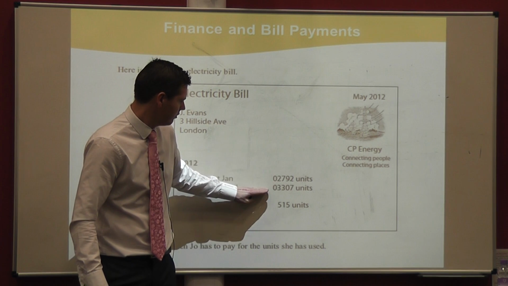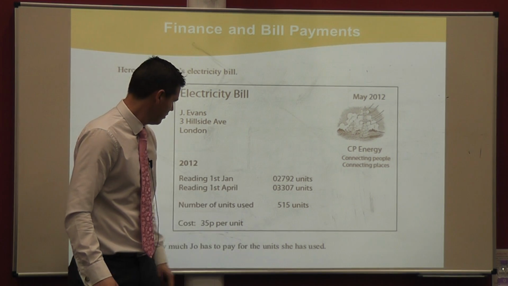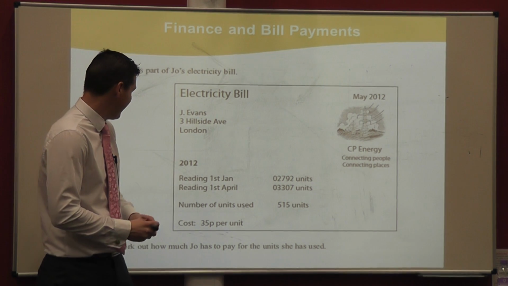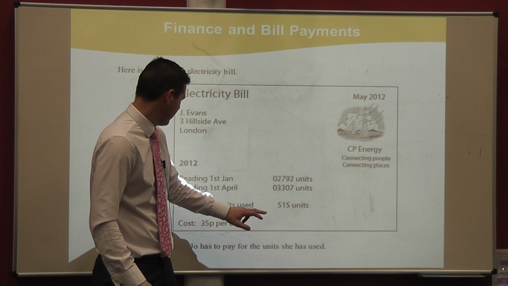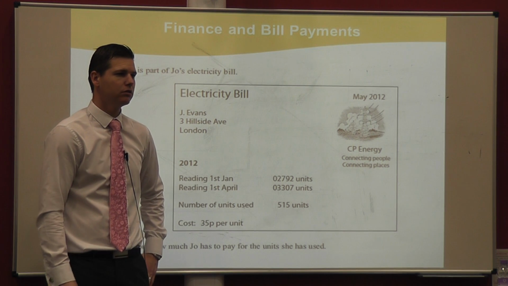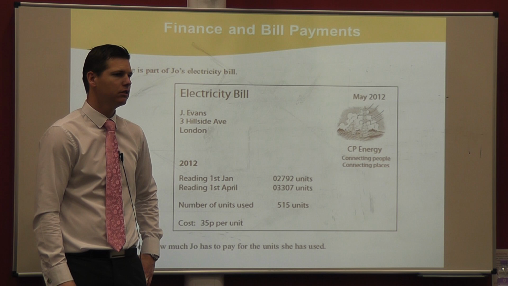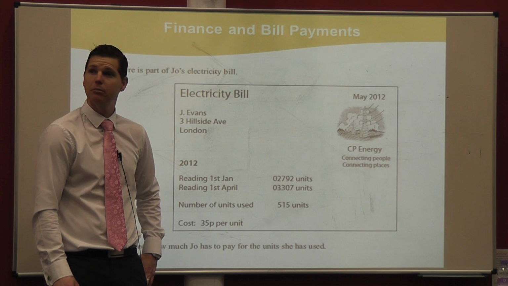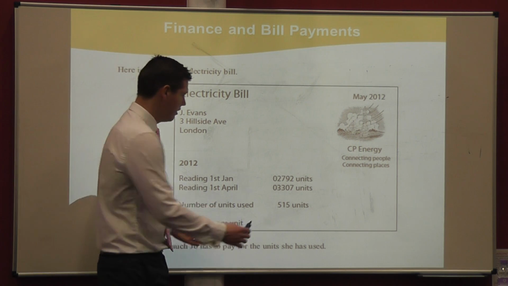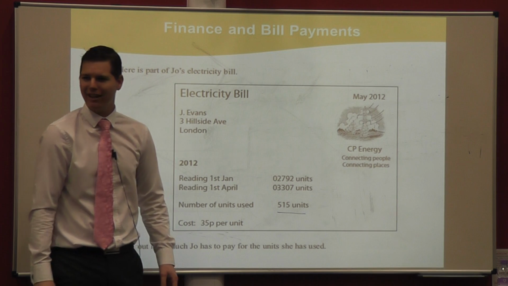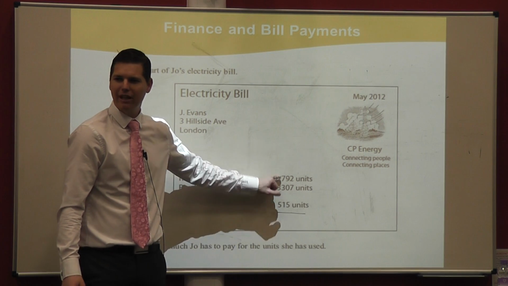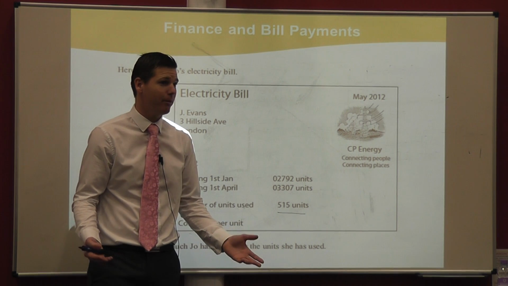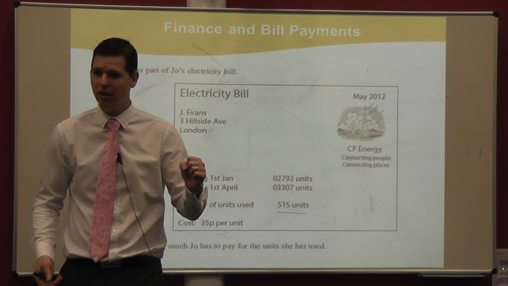Here's the readings, number of units used, cost per unit. What do I have to do in this question? Do I care how much she had at the start of January and how much she had at the start of April? It's not relevant. It kind of is, but what have they given me to help me out? Number of units used. They've already given me how many units used. If they wanted to make their question harder, I would have had to work out the difference between those two numbers, subtract one away from the other on a non-calculator paper. But they haven't. Cha-ching, I'll take that.